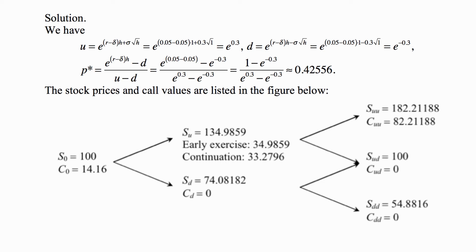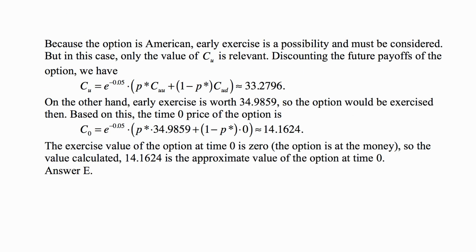So 100 now, after 1 step, 134.9859 or 74.08182. And then after 2 steps, 182.21188 or 100 or 54.8816. And next to each of those prices, you have the value of exercising that call option with that price in the market. Because the option is American, early exercise is a possibility and must be considered.